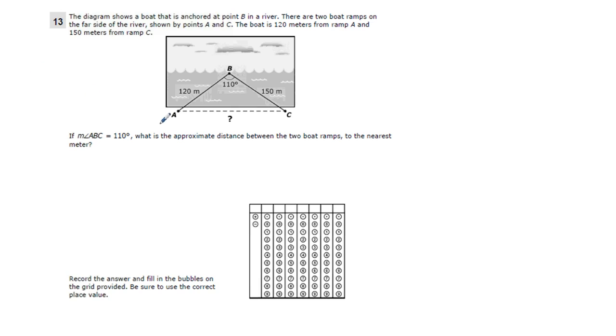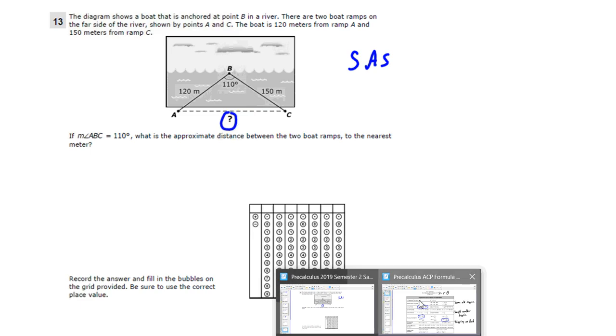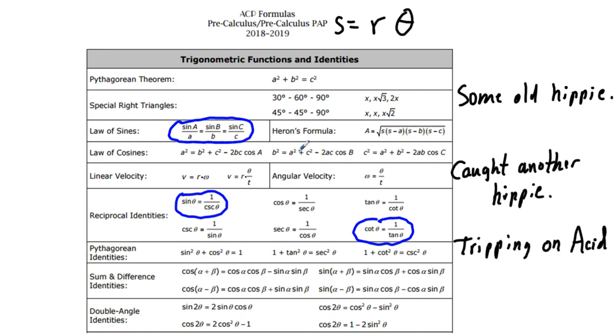13. The diagram shows a boat anchored at point B in a river. There are 2 boat ramps on the far side of the river, shown by points A and C. The boat is 120 meters from ramp A and 150 meters from ramp C. And so here we have approximately, so what you have is a side, angle, side, and we're trying to find this. We cannot use the law of sines because we don't have a known side opposite a known angle. And for that, we use something called the law of cosines. And where do we find the law of cosines? On our HP formula chart, we find it right here. I'm going to use this version on the right, because it's most like the Pythagorean theorem.